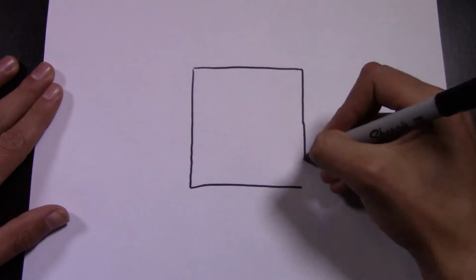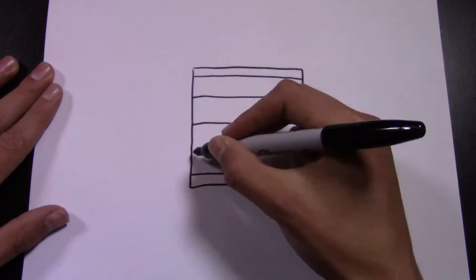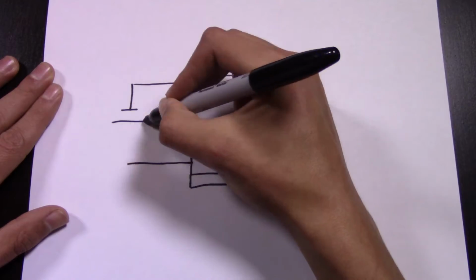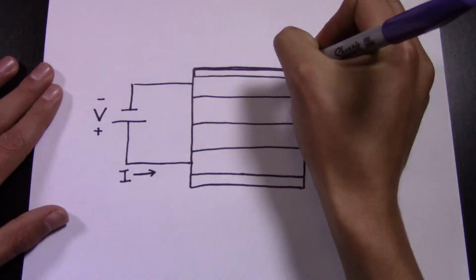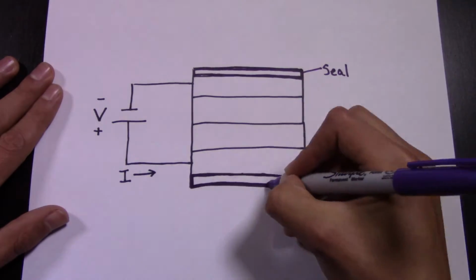Instead of p-doped and n-doped semiconductors, organic LEDs are made up of multiple layers. The top and bottom, called the seal and substrate respectively, are usually made of glass or plastic and serve to protect the rest of the device.